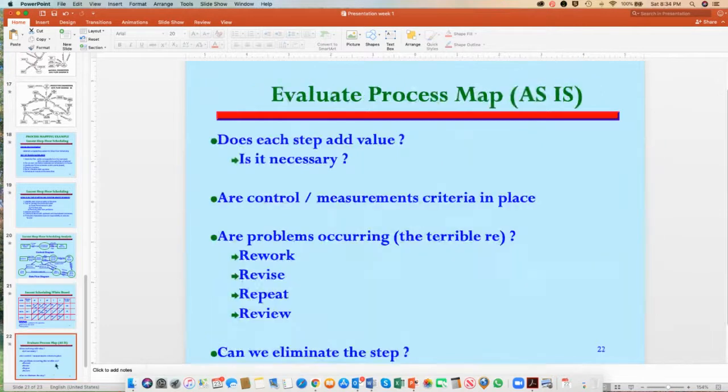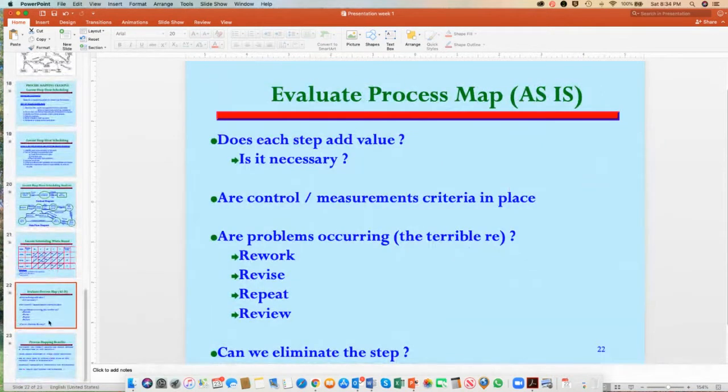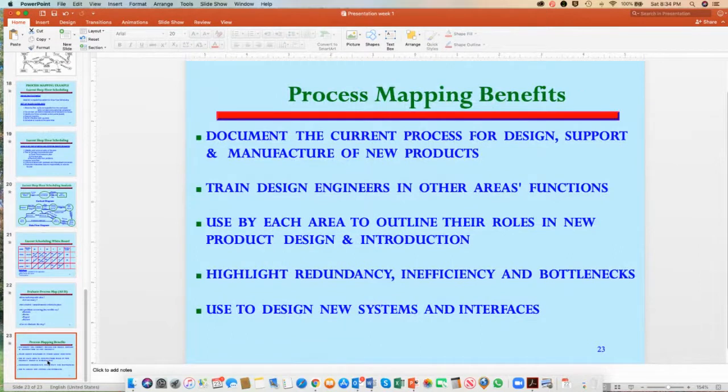So these are the issues, and I'm pretty much done. And what are the benefits? Okay, one benefit is you document the current process for a look for the new products. You train engineers because the nice thing about process mapping, if you look at it, engineers kind of tend to have a fairly focused view of their own job and not really understand how the world around them works in a company. So that works out pretty well in terms of helping them understand how different departments operate.